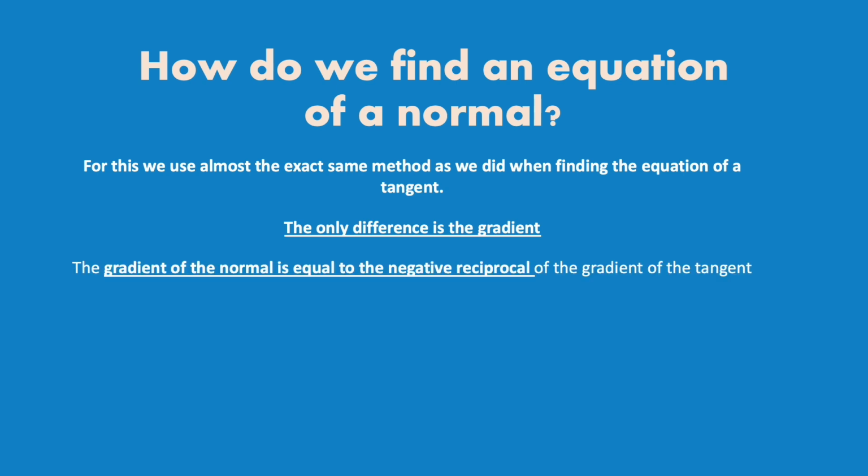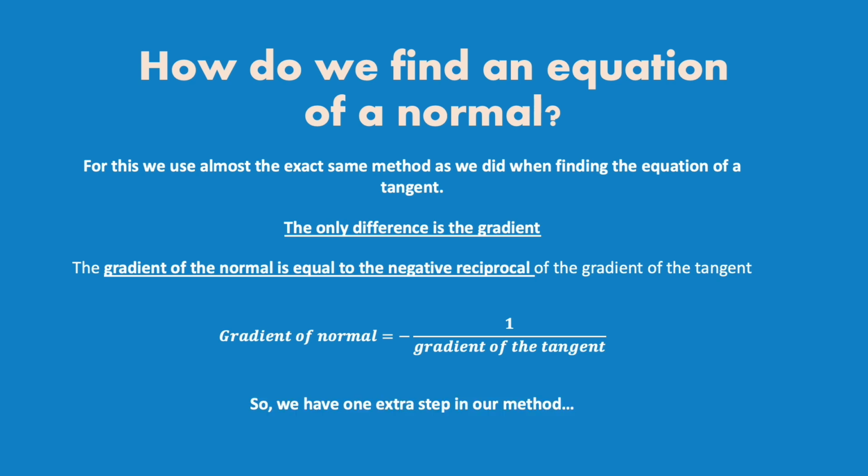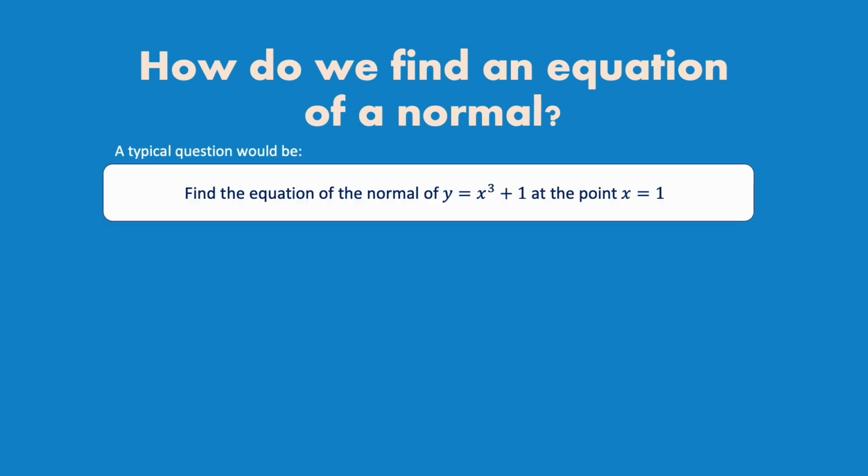And luckily, we've learned earlier, haven't we, back in coordinate geometry, that the gradient of the normal, so something perpendicular, is the negative reciprocal. So if we can get the gradient of the tangent, using the method of differentiation that we had before, we can easily work out the gradient of the normal by just doing minus 1 over the gradient of the tangent. And that's our key fact to take away here. So we've just got one extra step in our method.